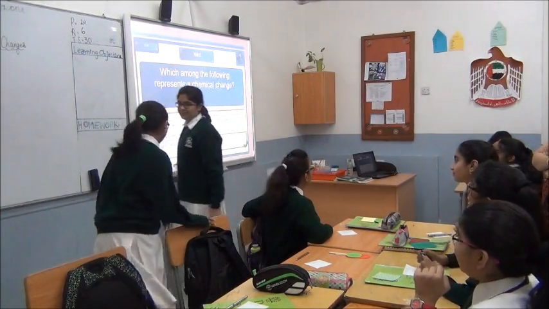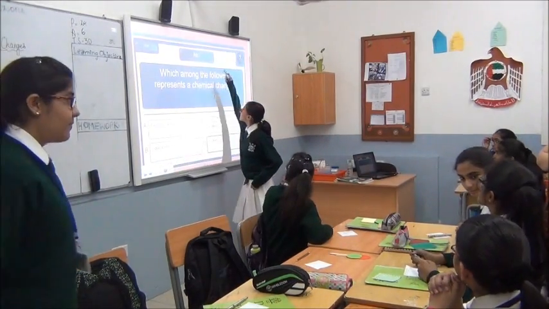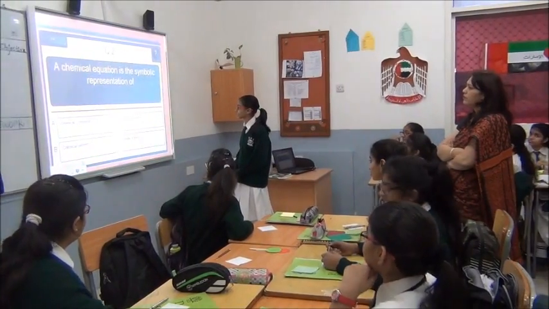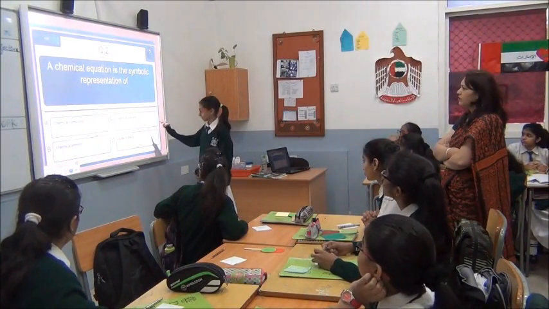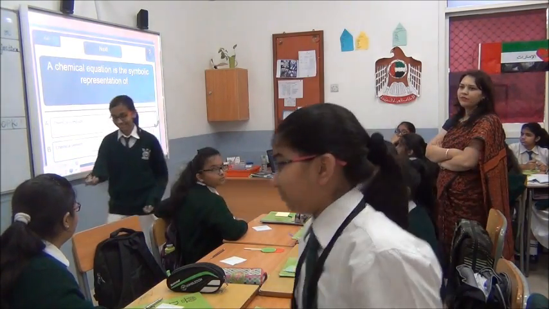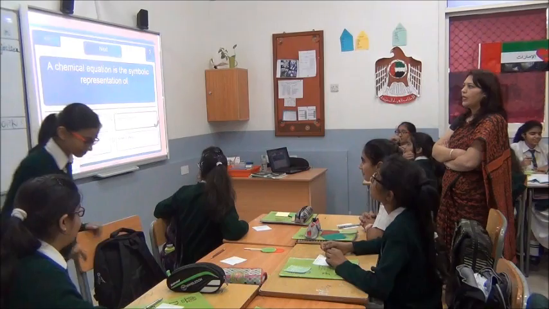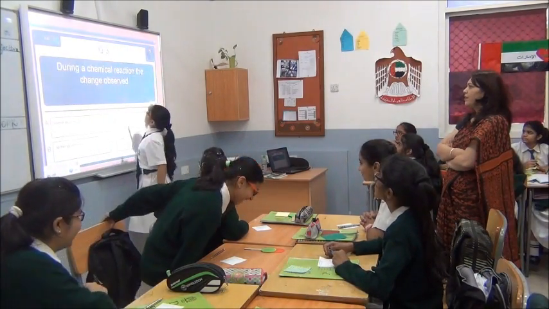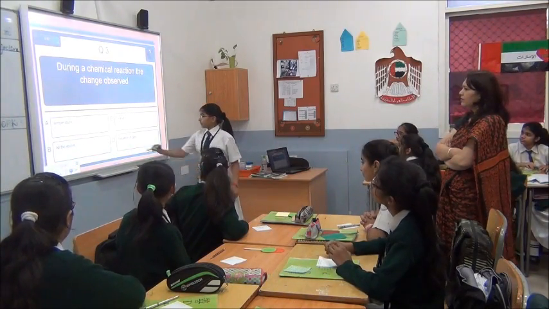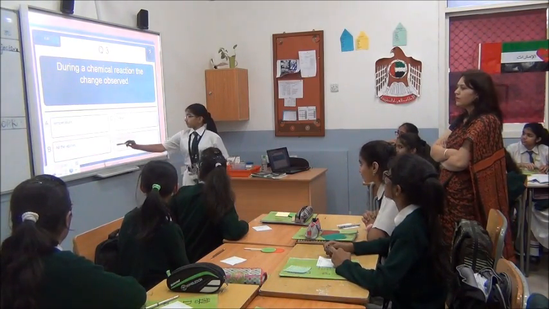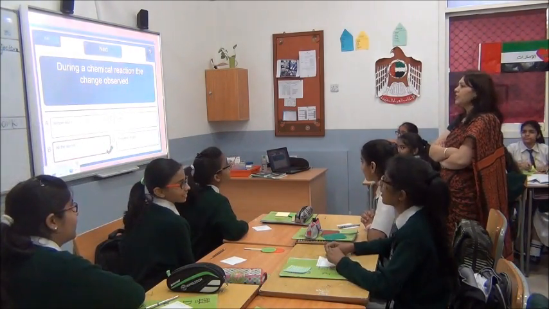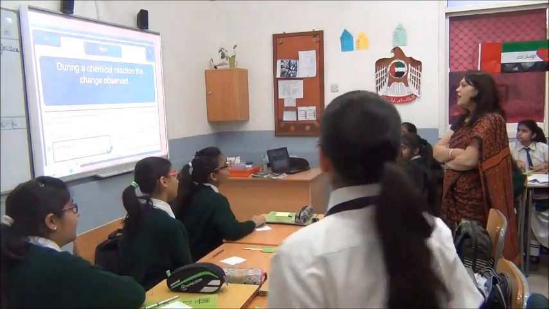Come first. Press the next button. A chemical equation is a symbolic representation of a chemical reaction. Very good. Next. During a chemical reaction, the change is observed: in all of the above. There is a change in the temperature, there is a change in the color, there is an evolution of gas.